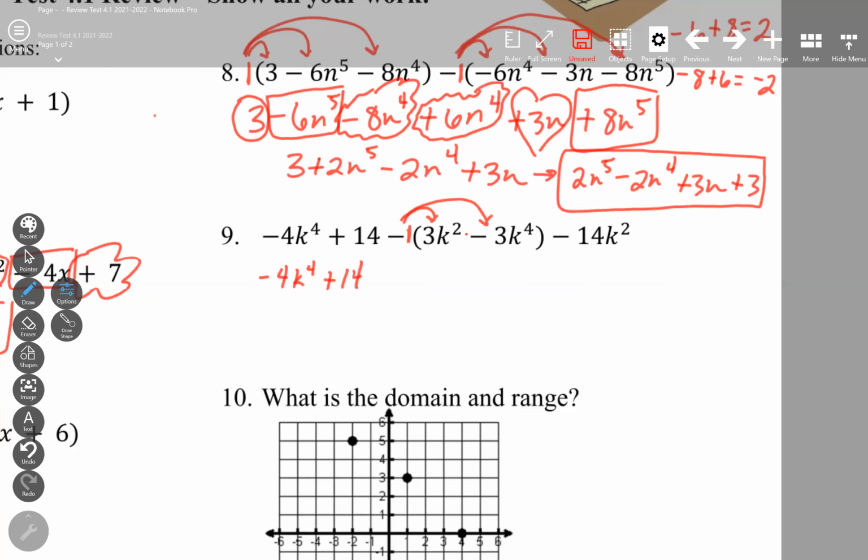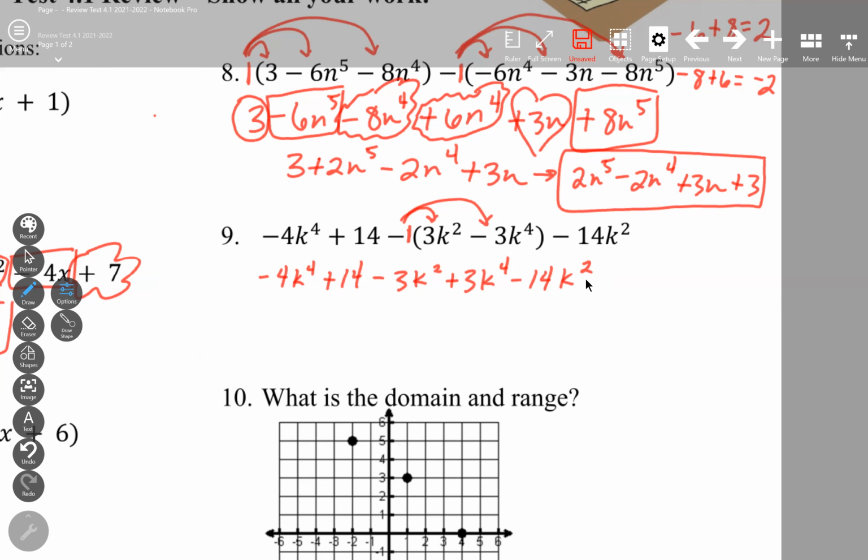And then we're taking everything inside the parentheses and we're multiplying it by the number right in front, which is negative 1. So negative 1 times positive 3k squared would be negative 3k squared. And then negative 1 times negative 3k to the 4th would be positive 3k to the 4th. And then those parentheses are gone now. And then we just put here the minus 14k squared. Okay, and then from here, y'all can finish this. Just combine like terms and then make sure you write the answer with your highest exponent variable term first, all the way down, and then your constant at the end.